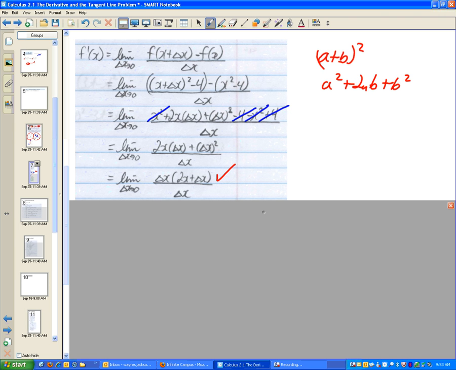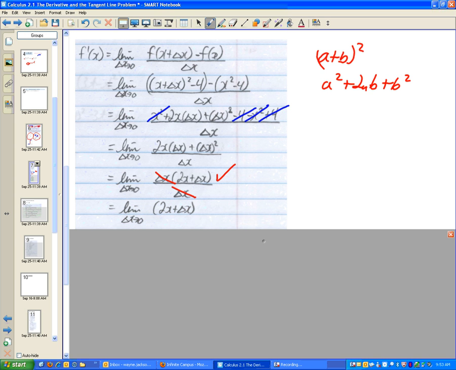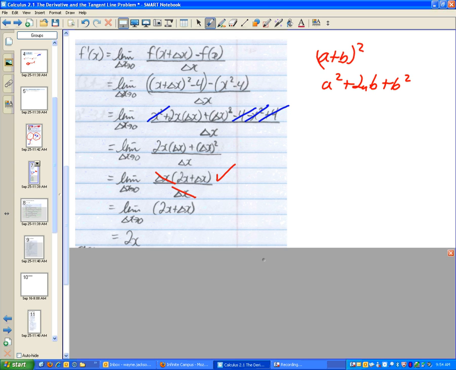Everybody with me on the factoring? You ready for a woohoo? Because I can divide those common factors out. So now I've got the limit as delta x approaches 0 of 2x plus delta x. Can I now substitute 0 for delta x? Yes. So f prime of x equals 2x. That's our formula to find the slope of the tangent line.